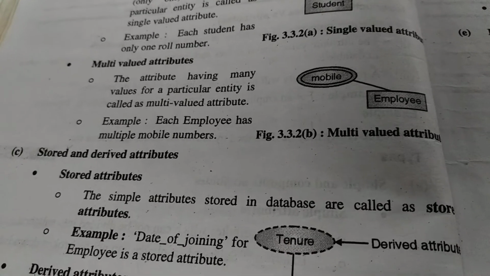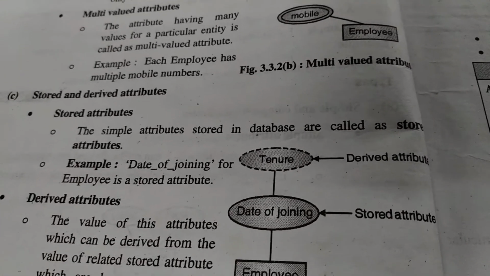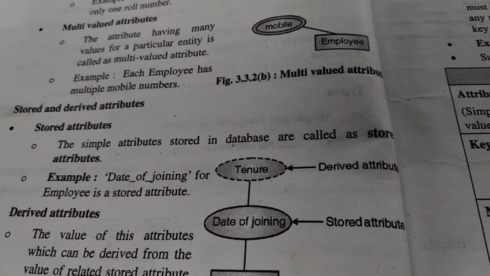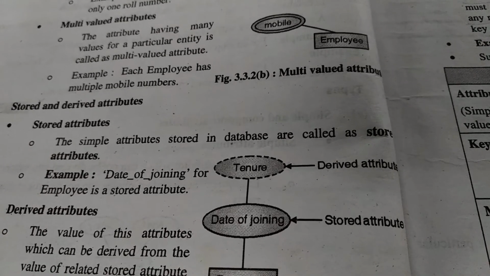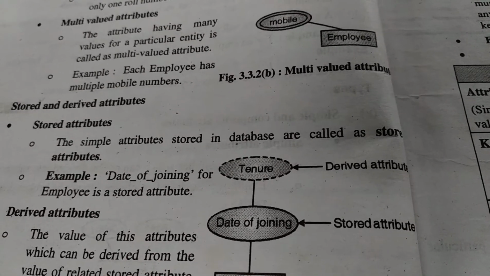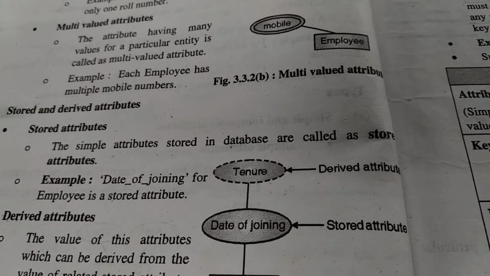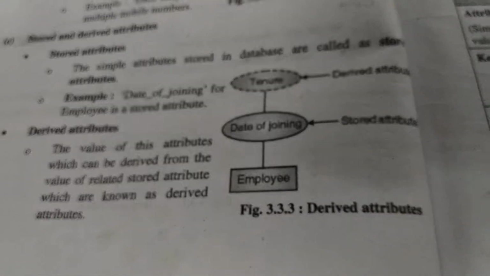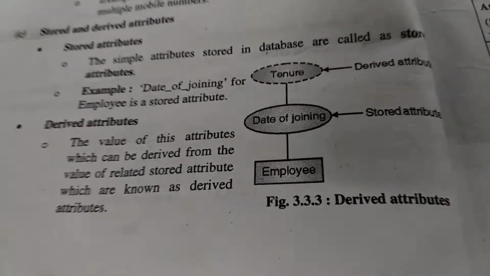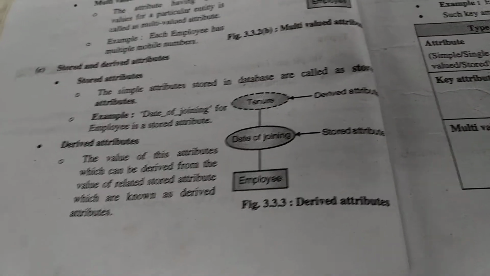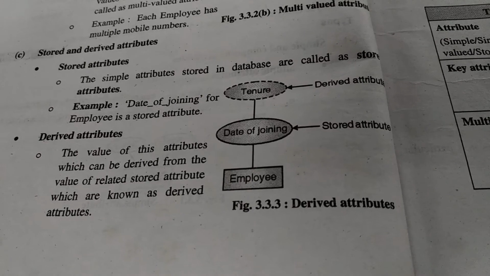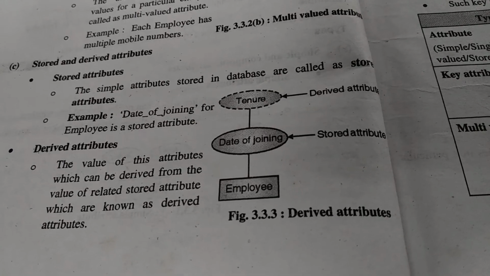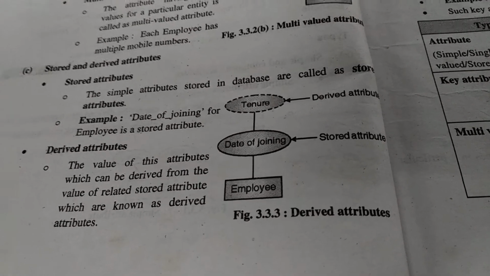Then stored and derived attribute. A simple attribute stored in the database is known as stored attribute. Example, date of joining or date of birth is a stored attribute. It is a stored value in the database. Then derived attributes mean the value of these attributes can be derived from the value of a related stored attribute. Tenure of employee is known as derived attribute.